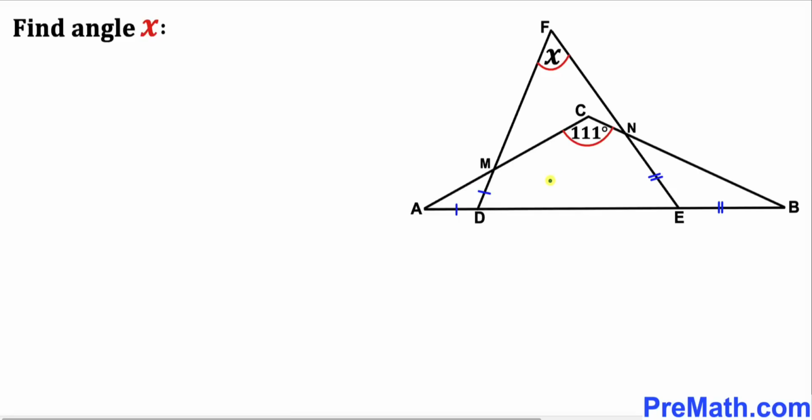We have got these two triangles ABC and DEF that intersect each other, as you can see in this diagram, such that this line segment AD equals this line segment DM, and moreover this line segment EB equals this line segment EN, and furthermore this angle is 111 degrees, and now we are going to calculate this angle X.